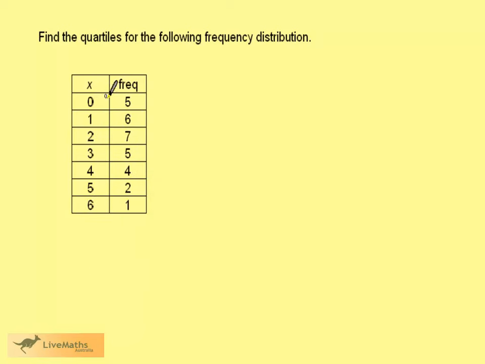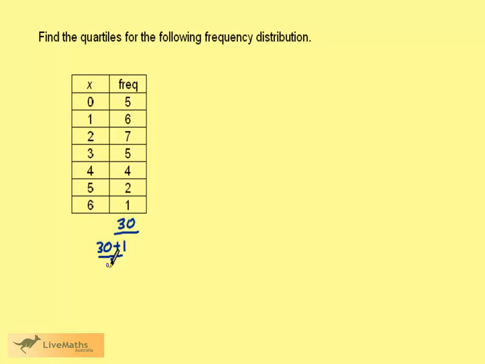Now let's consider this example. We need to know how many pieces of data there are. 5 and 6 is 11. Add 7 is 18. Add 5 is 23. Add 4 is 27. Add 2 is 29, and 1 is 30. So we have 30 pieces of data.